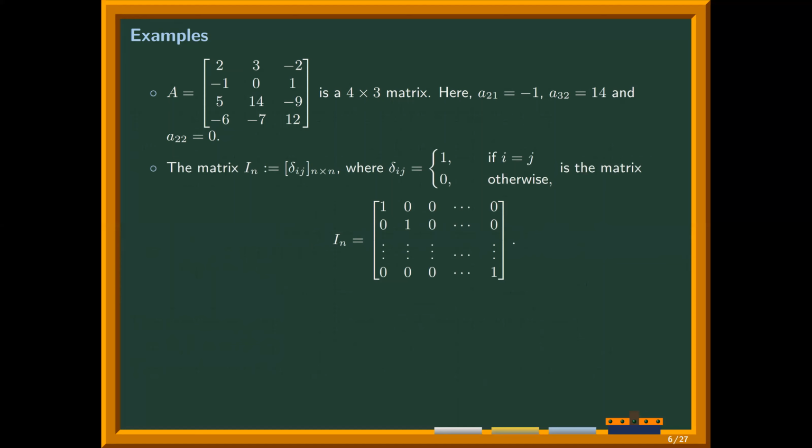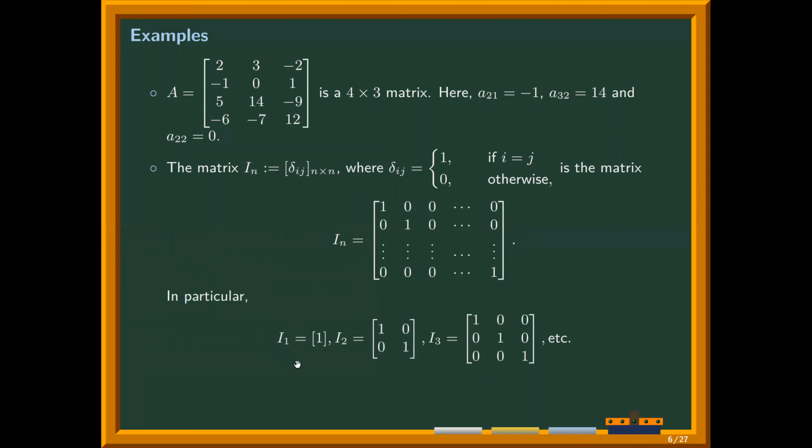An important example of a matrix is the matrix I sub n, which is a square matrix of size n. Its entries delta sub ij satisfy the following rule. The value is 1 if i equals j and 0 otherwise. In other words, I sub n is the square matrix whose entries along the diagonal are all 1 and 0 elsewhere.